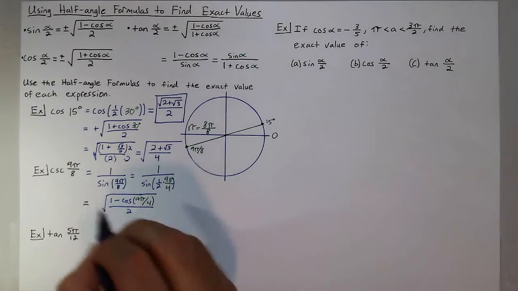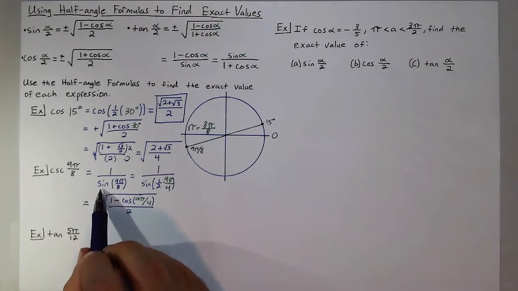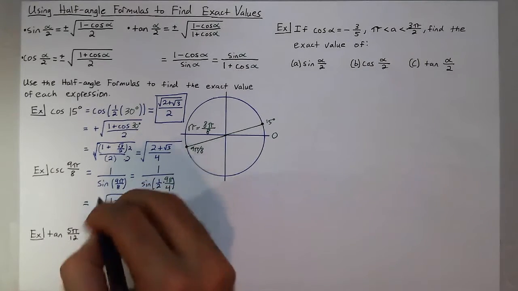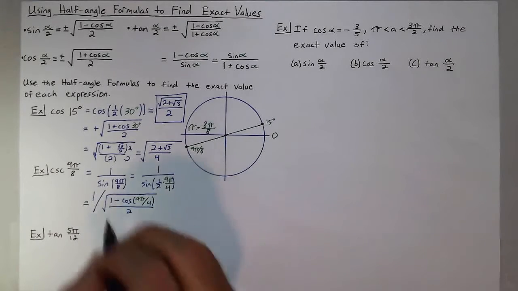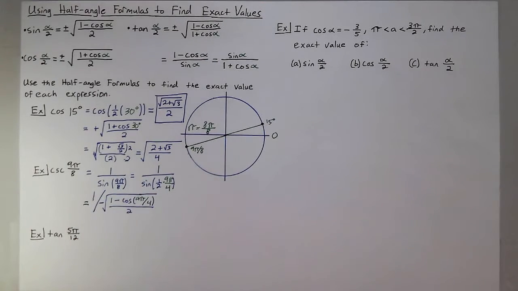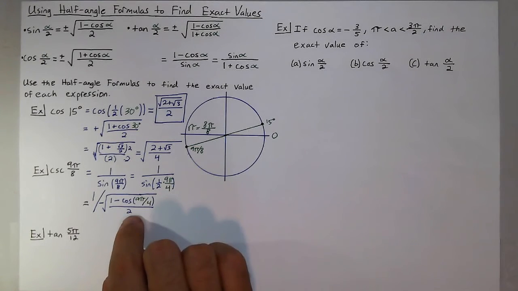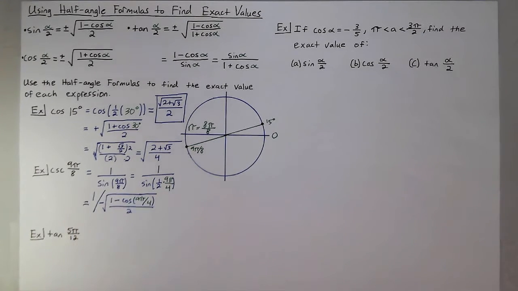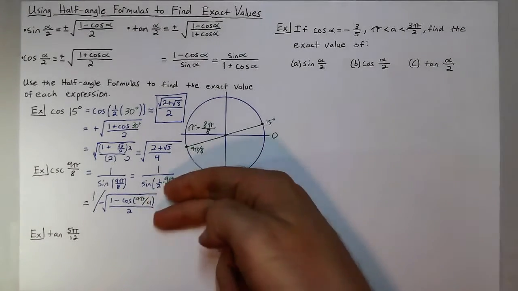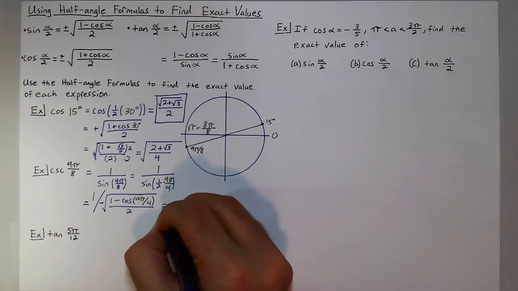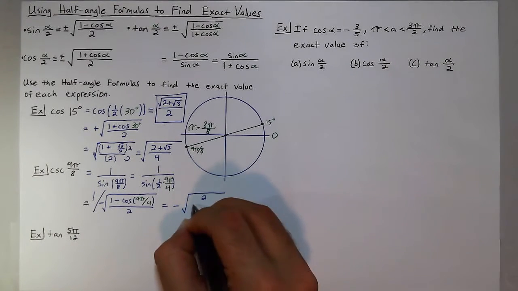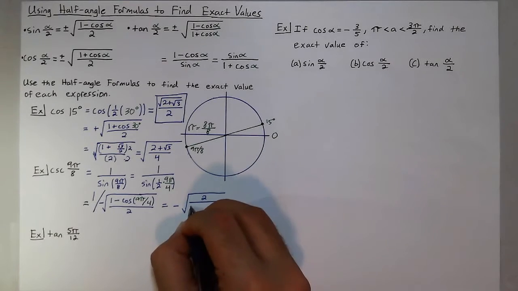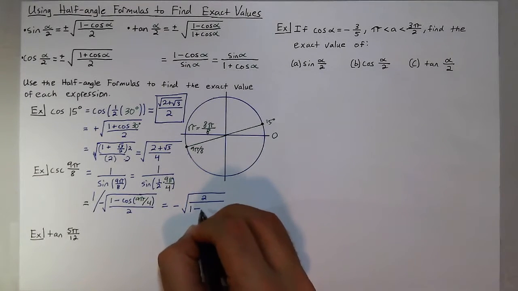So in the third quadrant, sine is a negative value. And I'm realizing I didn't put the 1 over, so I have to fix that. So this is going to be a negative square root here. Now, to take care of the 1 over in one step, I can just take the reciprocal of this fraction. So I can keep the square root, but instead I'll have 2 in the numerator because I'm going to use the reciprocal, and it'll be 2 over 1 minus cosine.